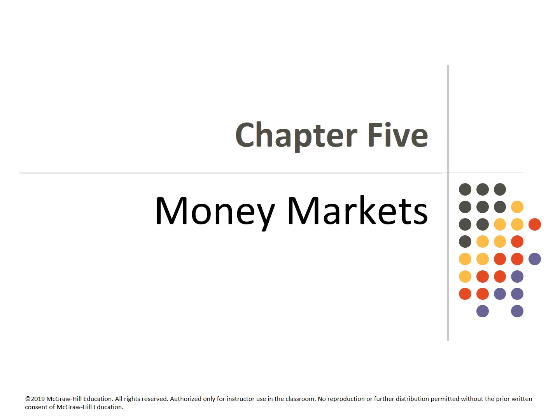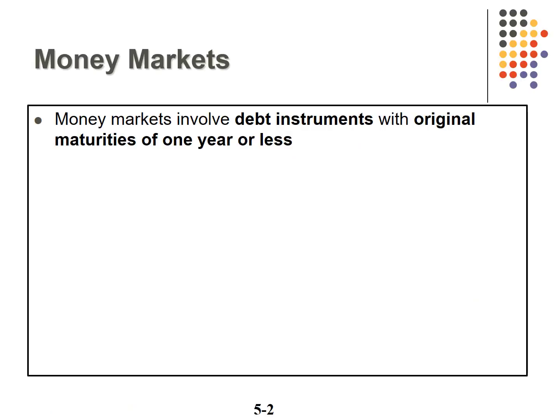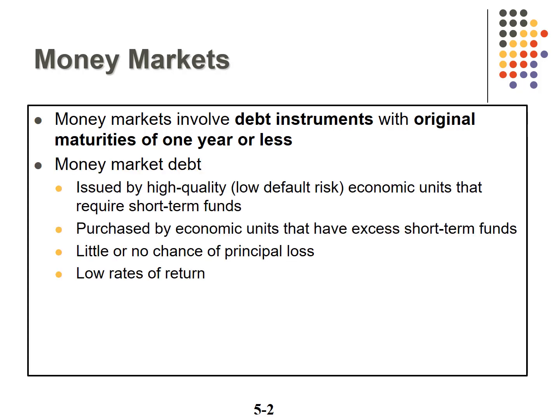Starting with Chapter 5, we'll begin looking at the various types of markets. In this chapter, money markets. Money markets are debt markets, specifically debt with maturities of 1 year or less, CDs, Treasury bills. Money market instruments are typically low risk but low return. This is where firms and individuals park money until they need it or a better long-term investment comes up.